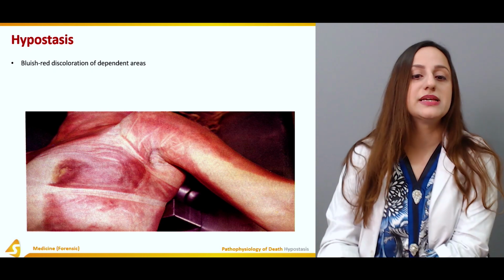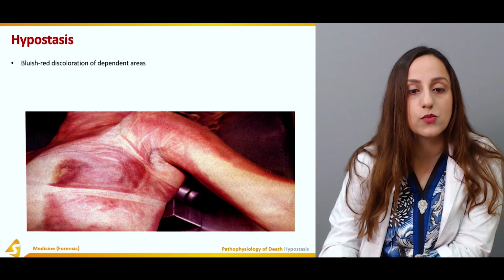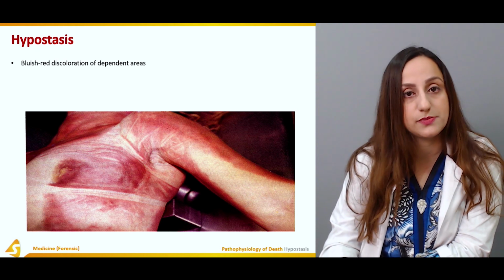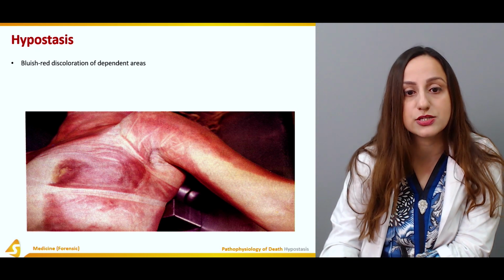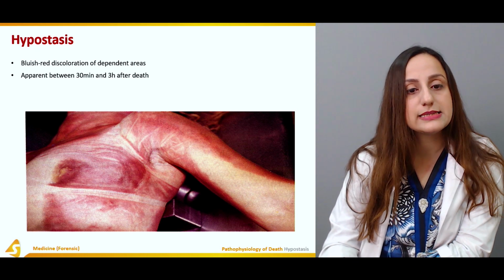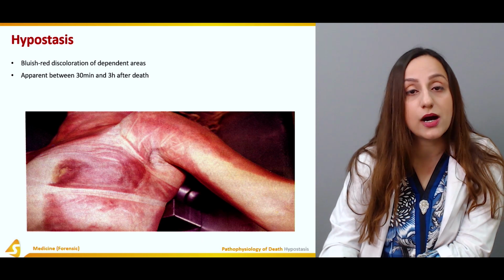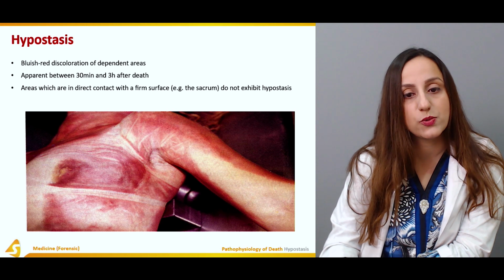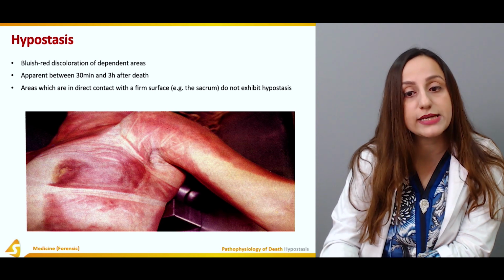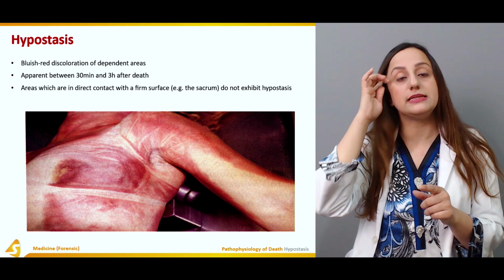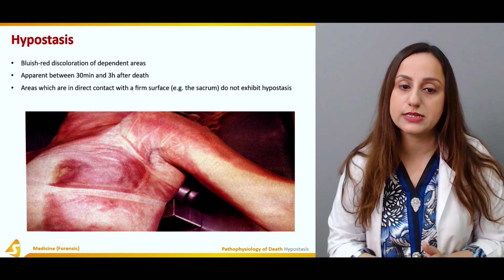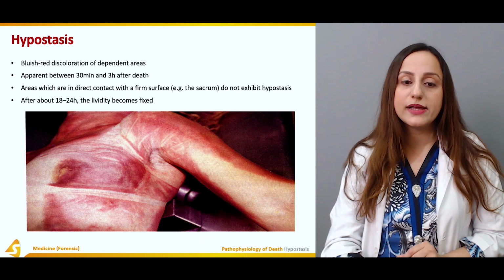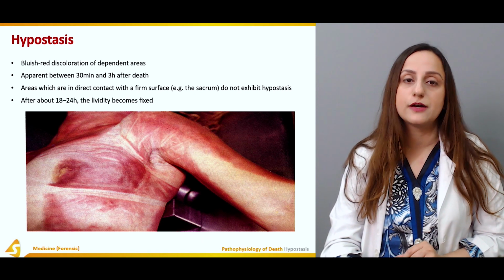Now, what it basically looks like, not in all cases, but in most of the cases, the hypostasis is a bluish red discoloration on the dependent parts of the body. It's not on the independent parts of the body. It's apparent between 30 minutes to 3 hours after death. And the areas which are in direct contact with a firm surface do not exhibit hypostasis. For example, the sacrum doesn't show the hypostasis because it is in firm contact with the bones. After about 12 to 24 hours, the lividity becomes fixed.